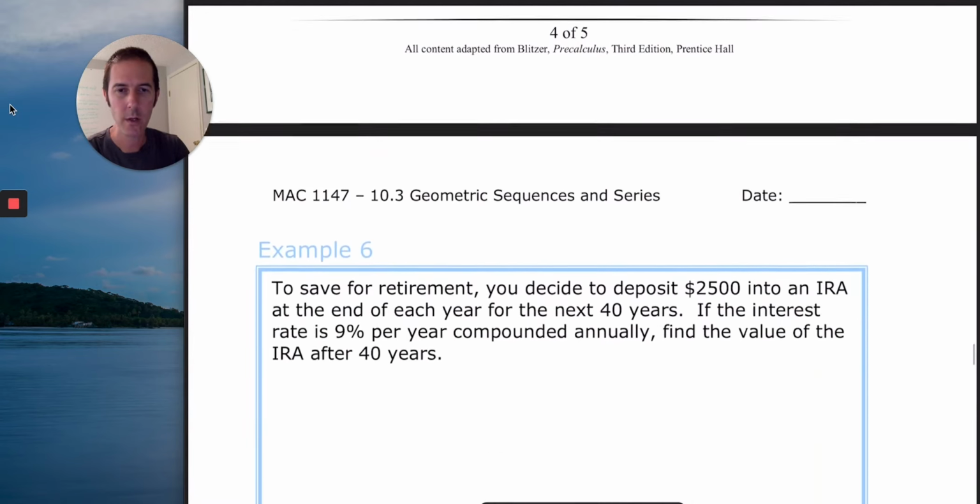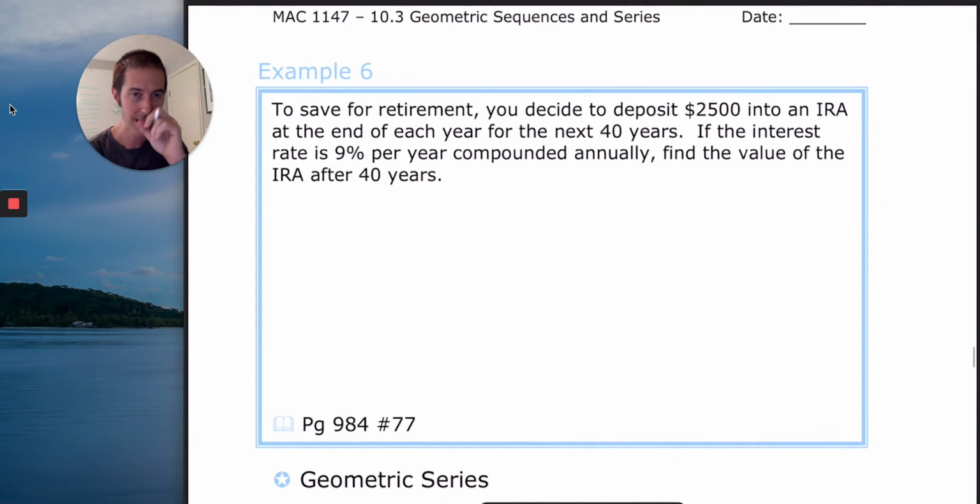Okay, let's see what this problem looks like. Let's label our variable values. So we have the amount of money that we're going to be depositing over and over again. So at the end of each year is $2,500. So that's going to be our p value. And if you're taking notes by hand, you're just writing down p equals 2,500. We're making that deposit into an IRA, an individual retirement account, I believe IRA stands for, at the end of each year.